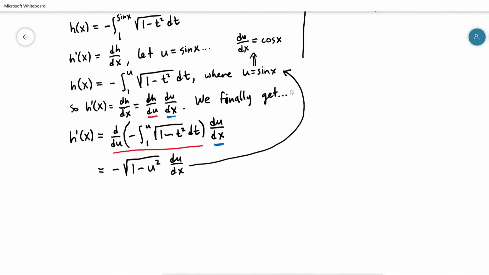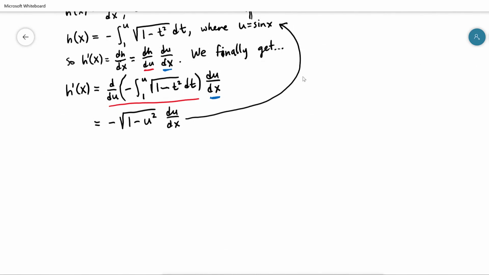So I'm going to take that piece and plug it in place of here. I'm going to plug it back in place of where the u is here, and what we wind up with is negative square root of 1 minus, what was u? u was sine of x, so this is sine squared of x. And what was du dx? That was cosine of x. So here's what that whole expression looks like.